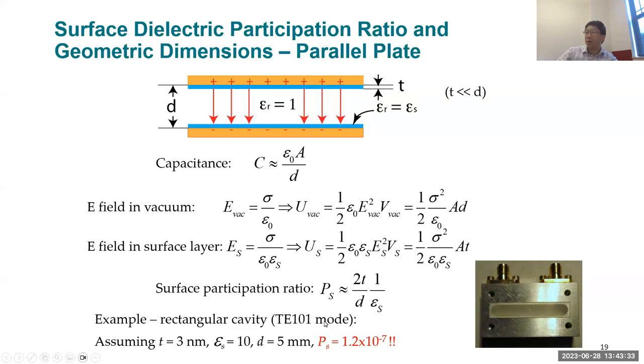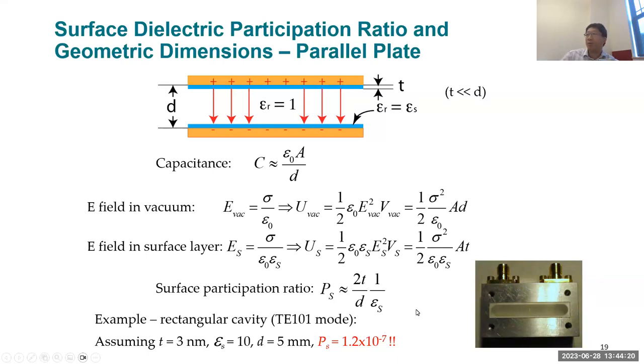And if you think about a TE101 mode, which I'm not going to go into detail, it very much looks like a parallel plate between the two, with D equal to one of the dimensions of your cavity. And between 3 nanometer surface oxide versus like 5 millimeter cavity width, and some surface dielectric constant, which we don't even know what exactly it is, let's assume 10 for aluminum oxide, you get a participation ratio of 10 to the minus 7. This tells you that you can throw in horrible junk on your surface as long as it's very thin compared to your box, you will still get a good quality factor out of the entire capacitance because this participation ratio is so low.